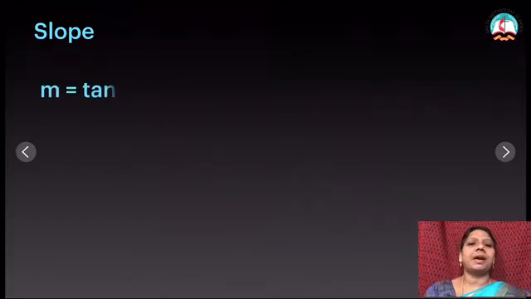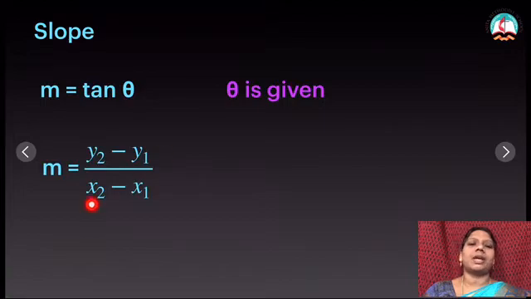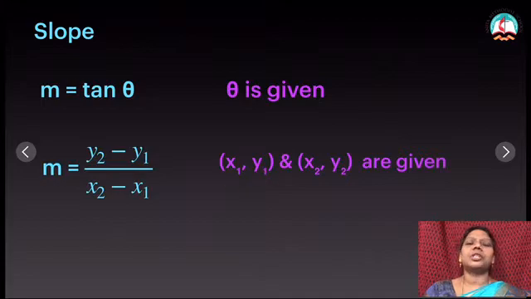Now the next one is slope. Before forming straight line equations, we should know what a slope is. Okay, so slope, we take using the formula m is equal to tan theta, where theta is given. Once the angle is given to us, then we have to use the formula m is equal to tan theta. Then we applied m is equal to y2 minus y1 divided by x2 minus x1. That means, if the 2 points x1, y1 and x2, y2 are given, then we have to apply this formula.